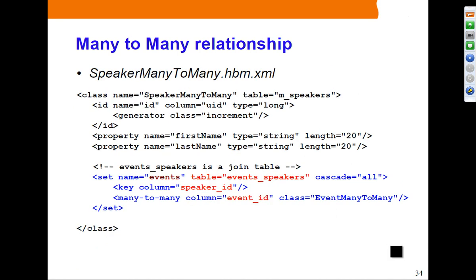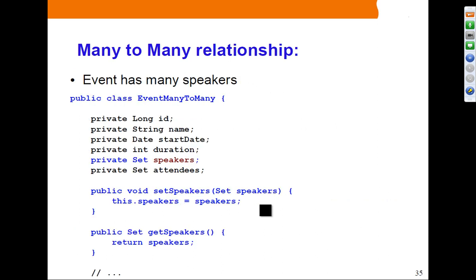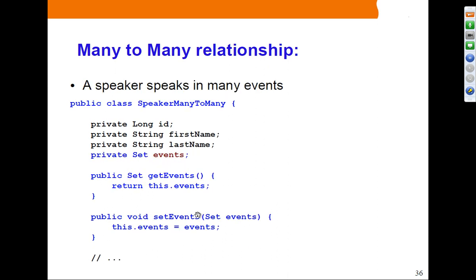The speaker class should have a similar mapping file. It has the events property reflecting events, and the name of the table is the same, events speakers, with speaker ID and event ID. In the code, this is the event class. The event class has a speakers property with a set, and we have a setter and getter method. Same thing for the speaker class: it has a set of events, with getters and setters for those events.